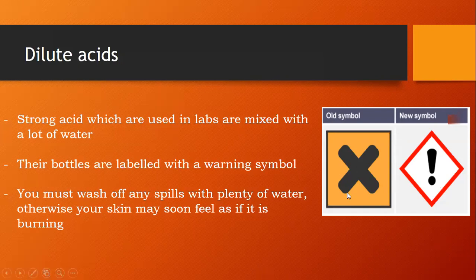This is an old warning, the X sign, and this is the new warning symbol, which looks like an exclamation sign. This is the old sign and this is the new sign. It's very, very important to know the signs. These signs mean that this solution is in a dilute form. What's going to happen if some of the dilute acid spilled on your skin? Wash your hands with plenty of water. Any problem up to now?